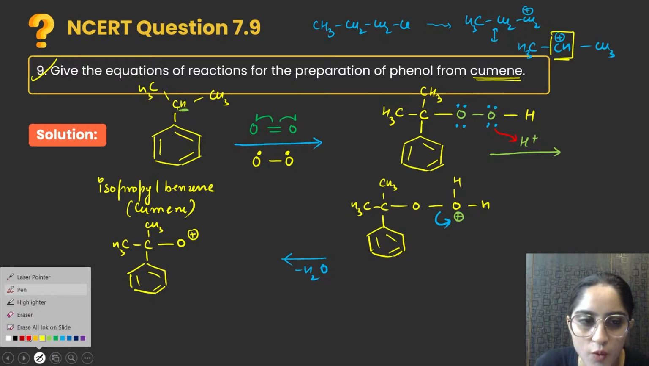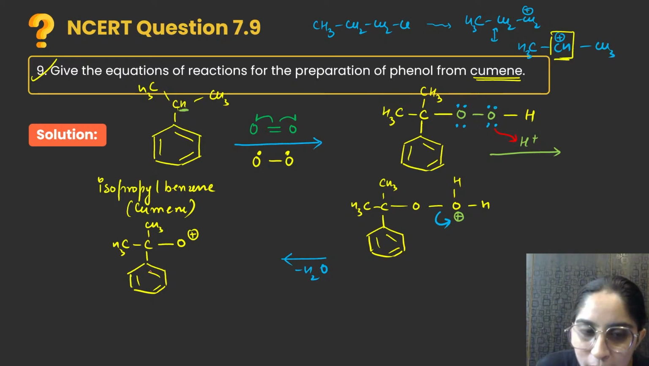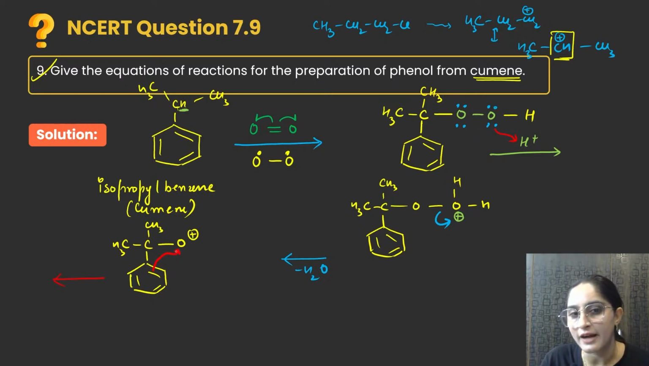Okay, so now what exactly happened? These pi electrons are very weak. Sigma electrons are strongly bonded. Pi electrons are sideways overlapping. They are not very strongly bonded. So they will get attracted towards this one. Okay, so in the next step, what will happen? They will get attracted towards this.